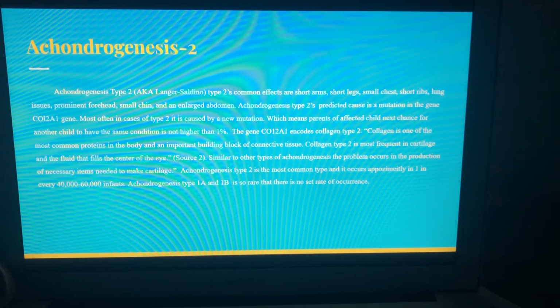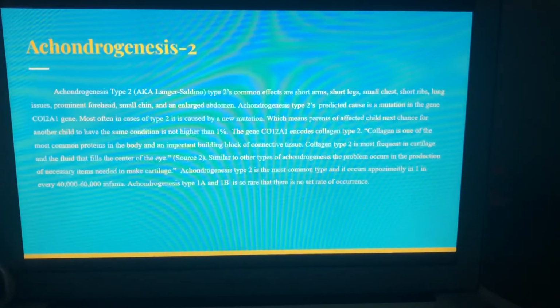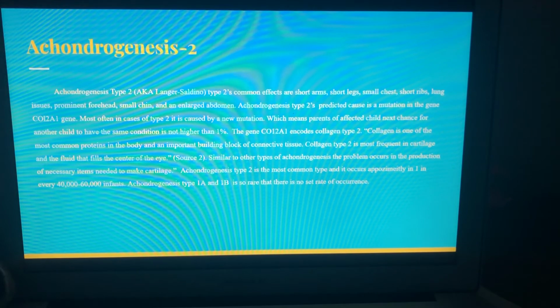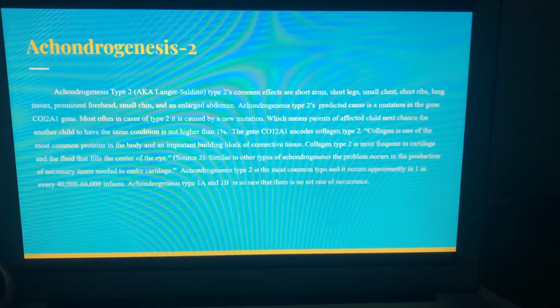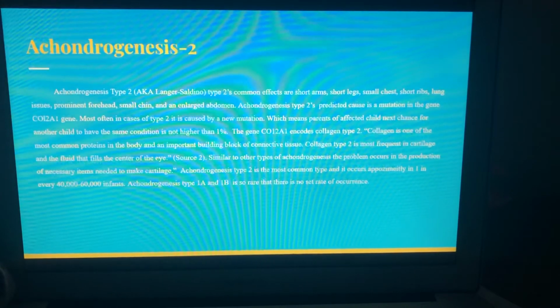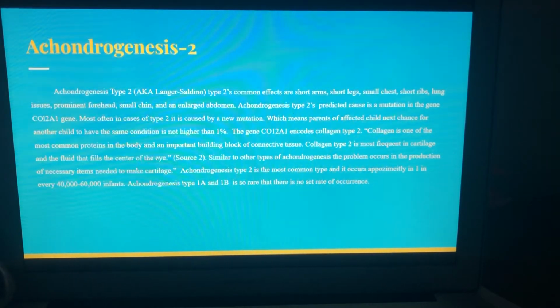Similar to other types of achondrogenesis, the problem occurs in the production of necessary items needed to make cartilage. Achondrogenesis type 2 is the most common type and occurs in approximately 1 in every 40,000 to 60,000 infants. Achondrogenesis type 1A and 1B are so rare there's no set rate of occurrence.